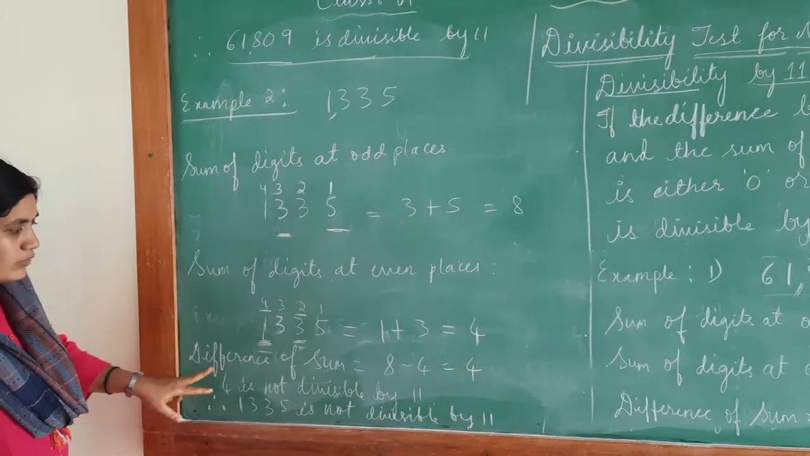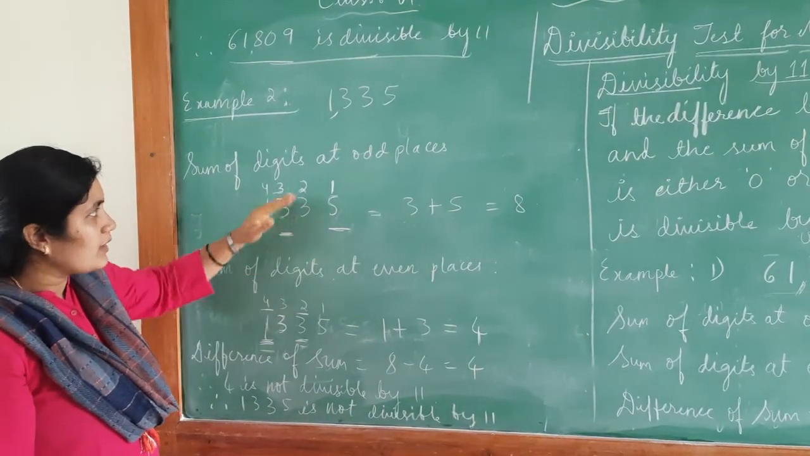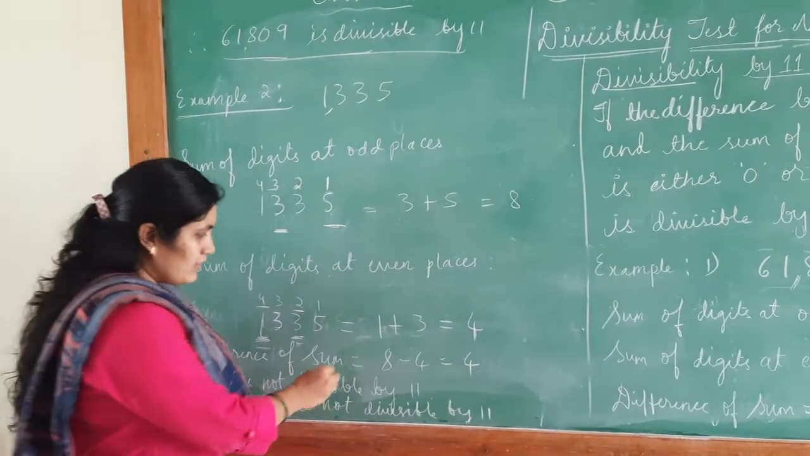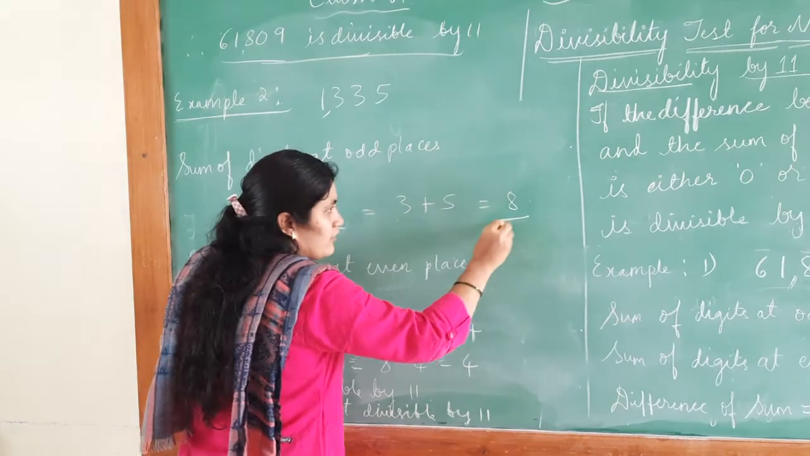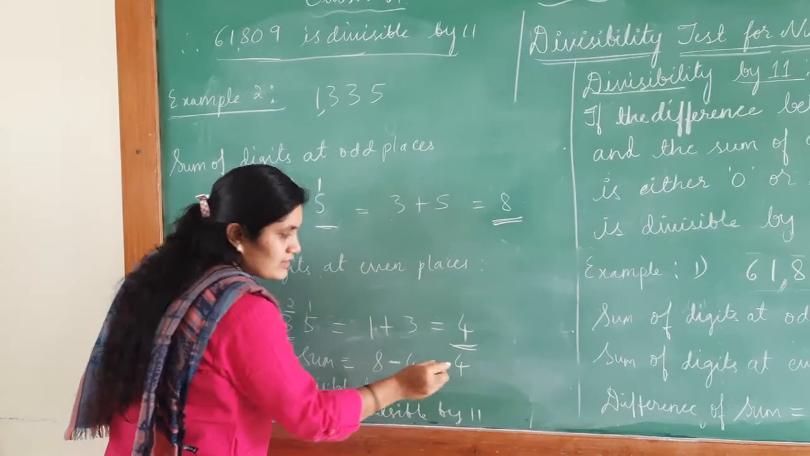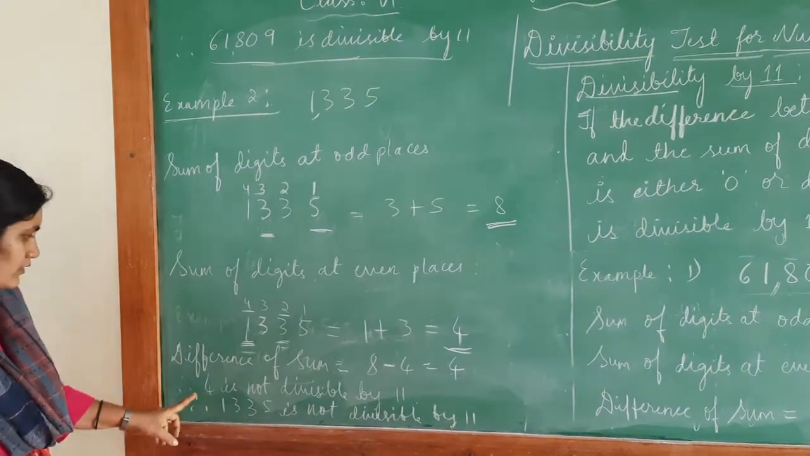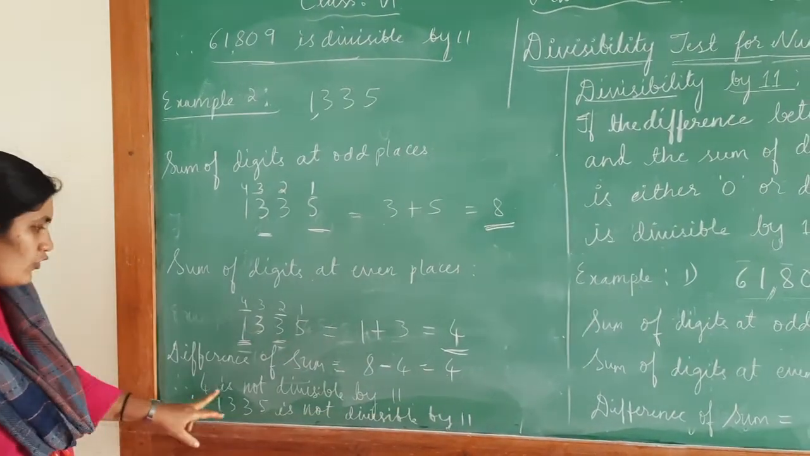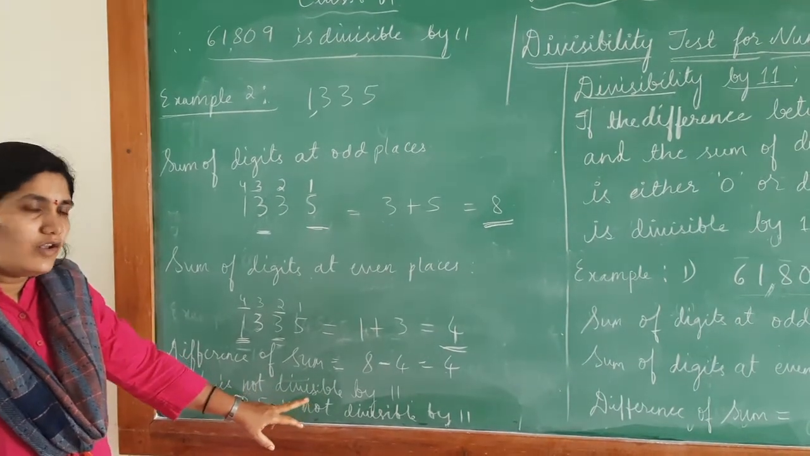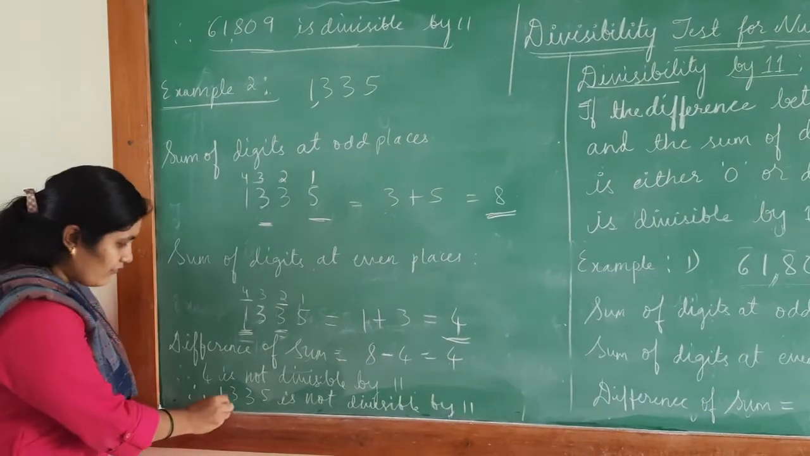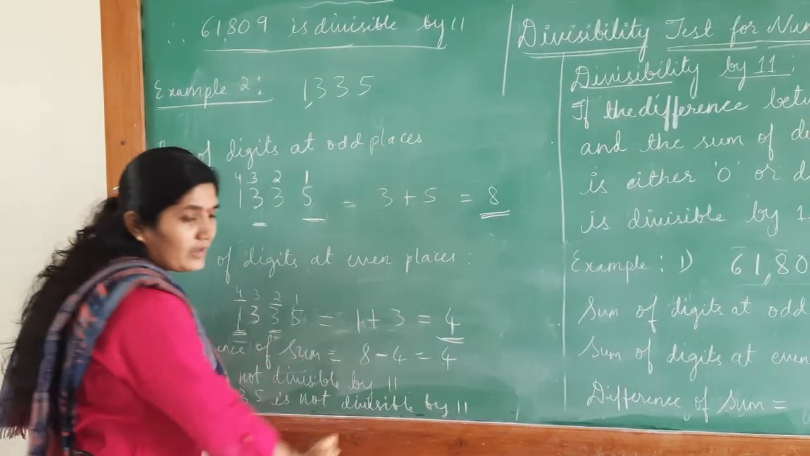Now, take out the difference between these two sums, the sum of odd places and even places. The difference of the sums is 8 minus 4, and the result is 4. The 4 is not divisible by 11. As you can see, 4 is not a factor or multiple of 11. Therefore, 1335 is not divisible by 11.